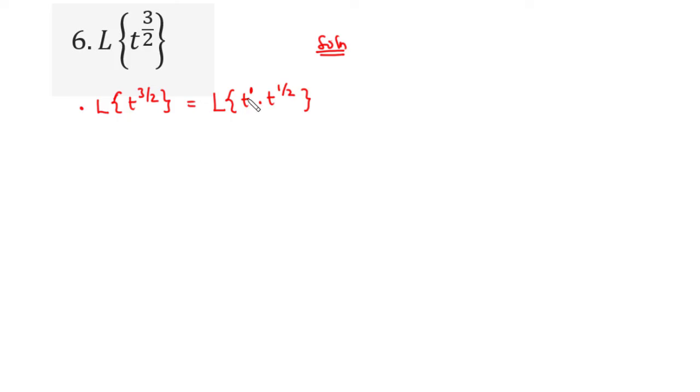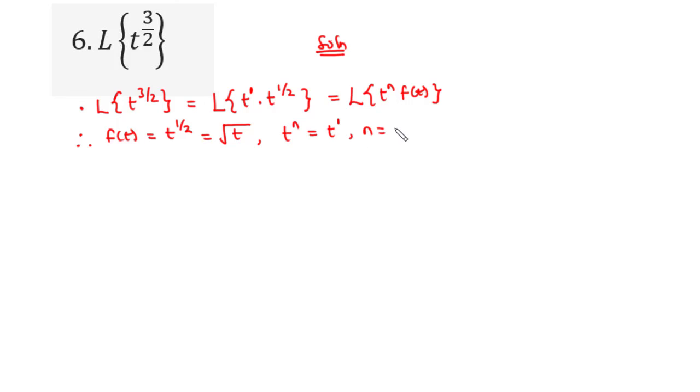Now, since we have this, we can relate this to the Laplace transform of t to the power n times f of t. Which means that we are going to use the property of multiplying by t to the power n like we did in the previous example. So for this, you realize that we have f of t to be t to the power 1 over 2, which is further represented as the square root of t, and then you have t to the power n also given by t to the power 1, and thus we have n equal to 1.